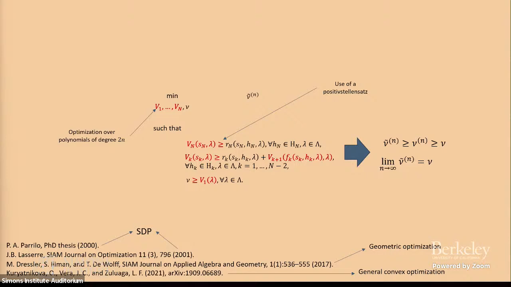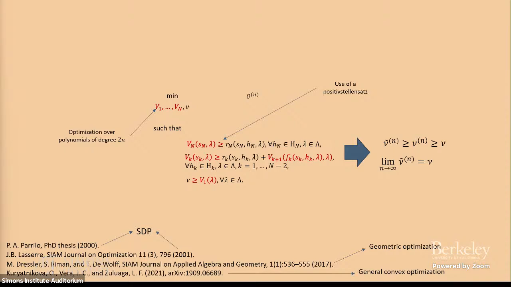That this actually holds, but you're not able to prove it. Okay, but now we're optimizing over the set of functions such that this thing is not only true, but you can also detect it with a positive Stellensatz. Then you're getting even another upper bound on the solution of the problem. But if you choose your positive Stellensatz in a clever way, then nonetheless, in the limit, the sequence of upper bounds will converge to the solution of the problem.